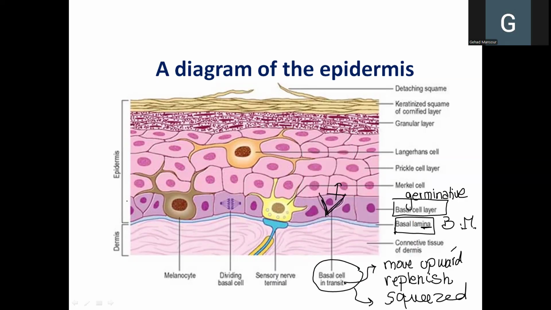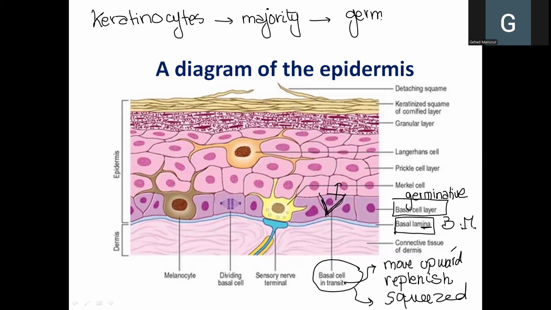These cells are the keratinocytes. And as you can see, the keratinocytes represent the majority of the skin cells. And it is this type of cells that carries out germination and replenishing of the missing cell layers that occur due to loss of the superficial layers of the skin. So actually the germinative or generative role is the function of the keratinocytes.